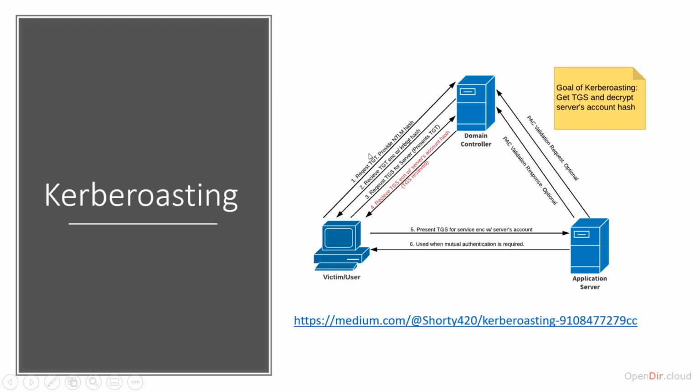But the important part to understand here is we have a valid user account, which gives us a ticket granting ticket, steps 1 and 2. With that ticket granting ticket, then we can request a service ticket for a service. That service ticket is going to be encrypted with the server's account hash. Why does that matter? Well, guess what? It's a hash. We can try to crack the hash.